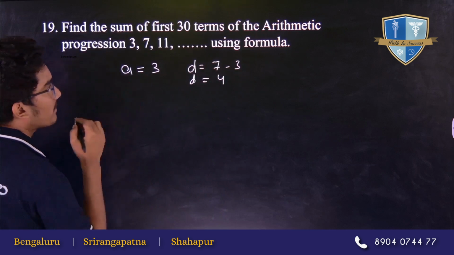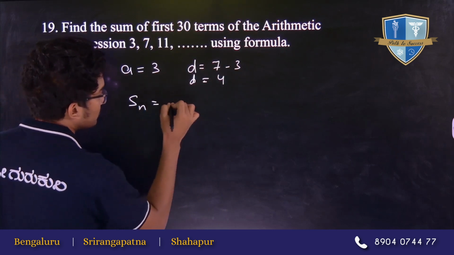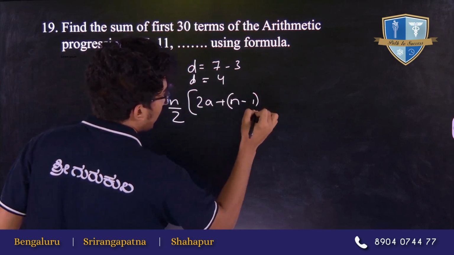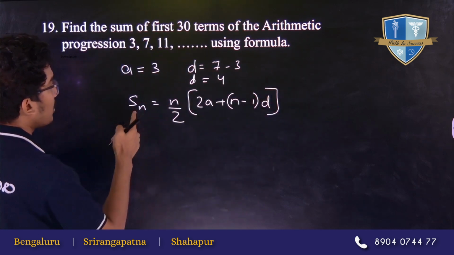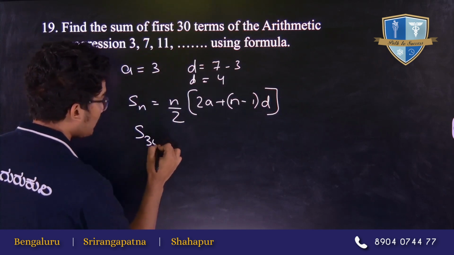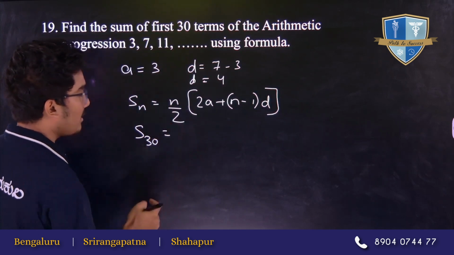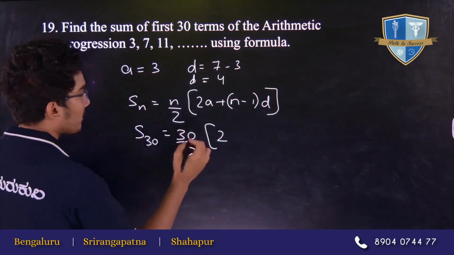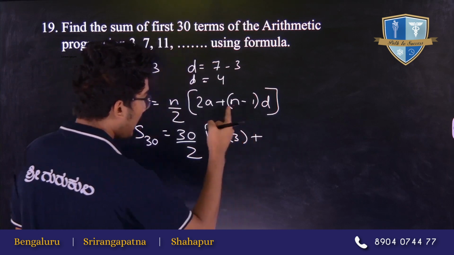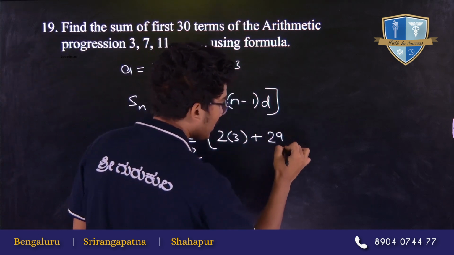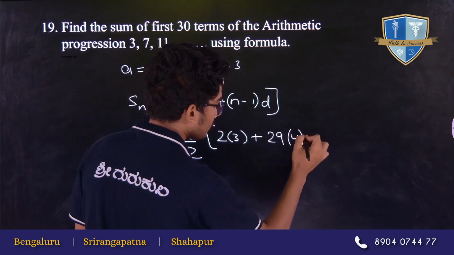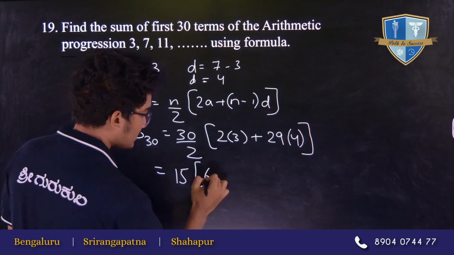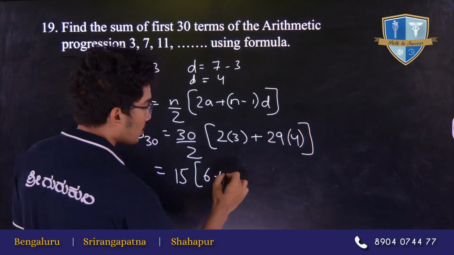Now the summation of first n terms formula is Sn is equal to n divided by 2 times (2a plus (n minus 1) times d). Now sum of first 30 terms, so value of n is 30. Wherever n is, we will write 30. So it's 30 divided by 2 into (2 times a, value of a is 3, plus n is 30, 30 minus 1 is 29, and d is 4). So this will become 15 times (6 plus 29 into 4).